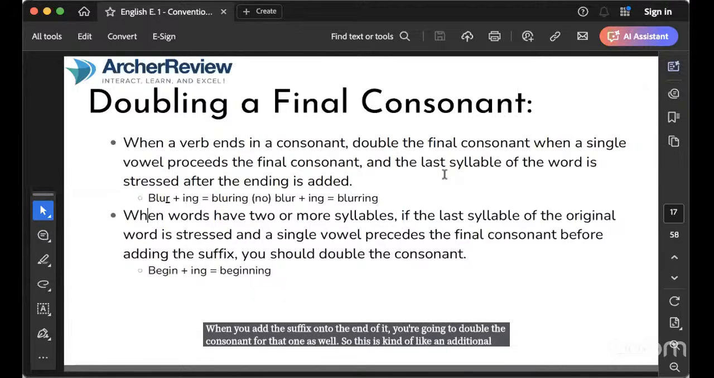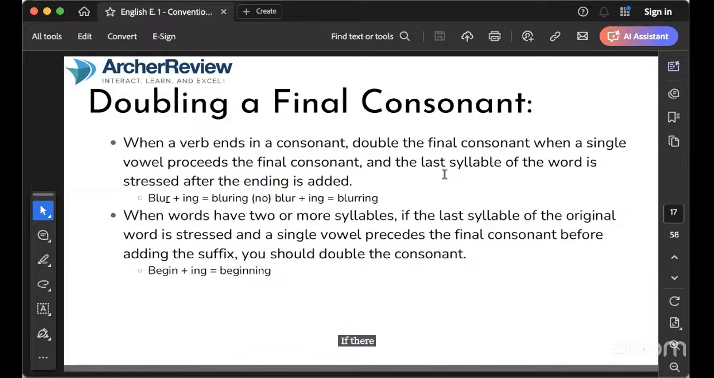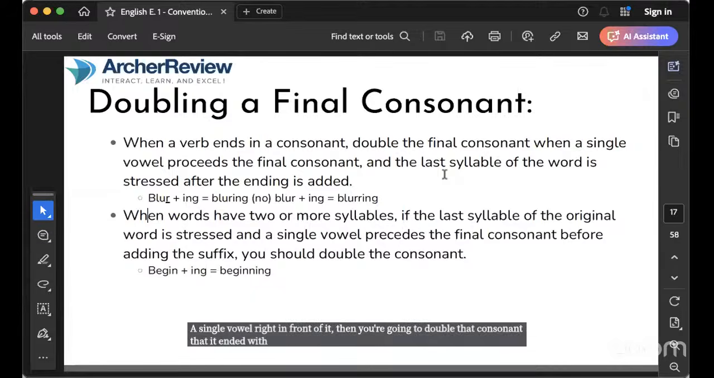So even if it's one syllable or two syllables, no matter what, if there's a consonant with a single vowel right in front of it, then you're going to double that consonant that it ended with. So for example, begin, N, N.